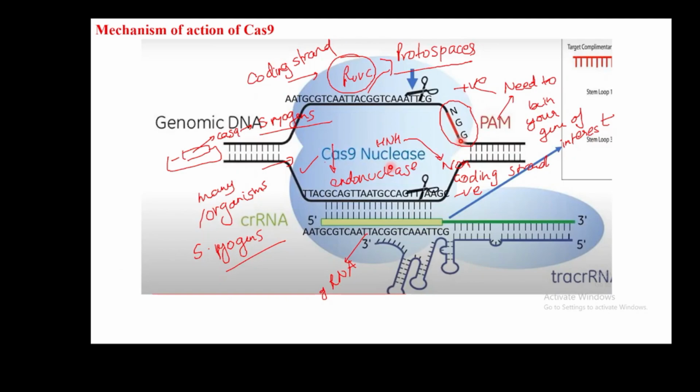For example, you can see this is the tracer RNA and this is your guide RNA. And this is your gene of interest. Once Cas9 cuts the DNA, the RuvC domain will cut the DNA here and the HNH domain will cut the DNA here. So you will get a double-stranded blunt end. This point you need to understand. I just want to clarify some basic terminology of Cas9.